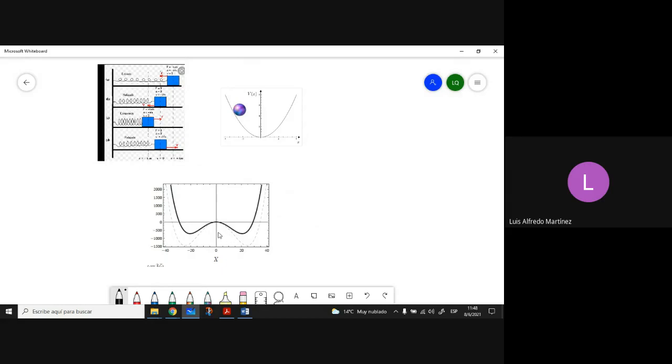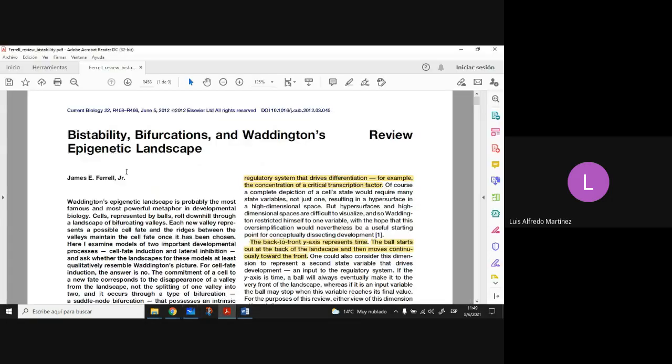Bifurcation occurs in these figures, for example, at the origin here. We have an unstable bifurcation point in this origin, and the particle can go to the left or right side. The particle has two possibilities to move. Returning to the paper, bistability and bifurcation can be used in biological systems by means of Waddington's epigenetic landscape.